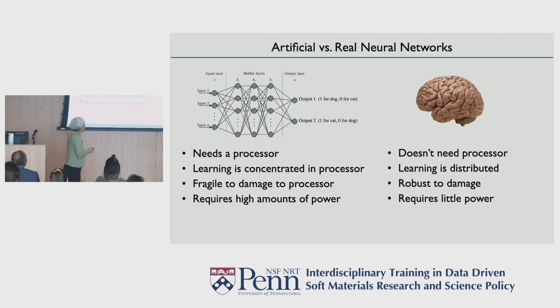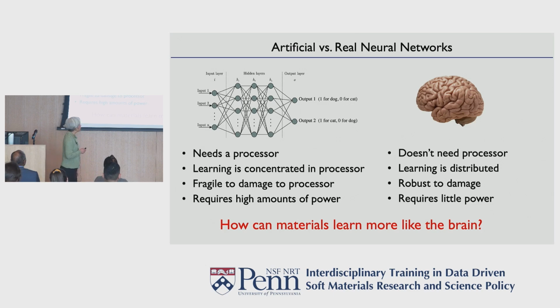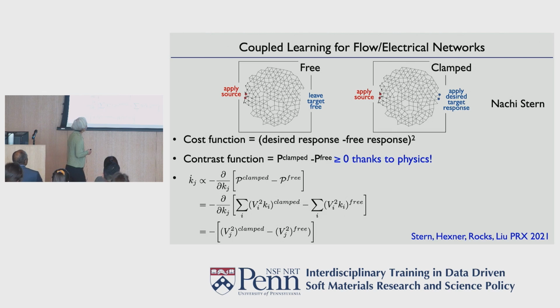And yet the brain is much more powerful at certain things, and at the things that, of course, humans think are important, than an artificial neural network. It uses much less power, a fraction of what we eat to run, and it can be much faster at a lot of tasks, right? So can we do that? Can we make more materials that learn more like the brain? So here's the idea that's really due to my fantastic postdoc, Naki Stern.